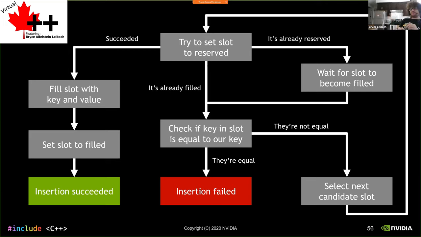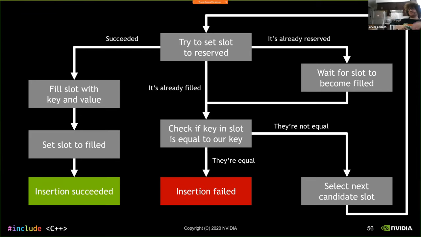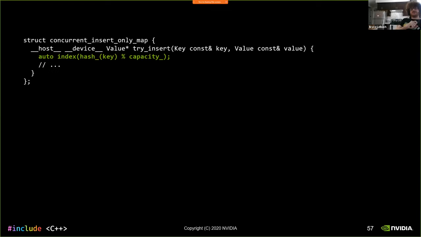And if they're not equal, then we've had a collision. In that case, we're just going to select the next candidate slot, again using linear probing, and we'll start this whole process over again. All right, so let's look at the code.